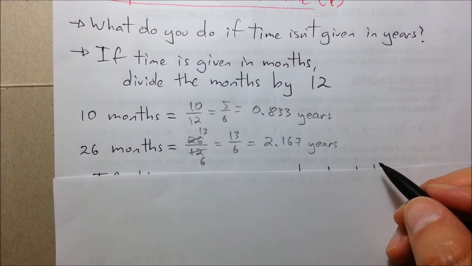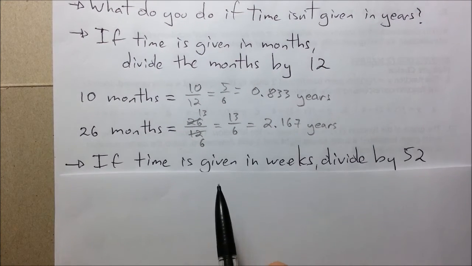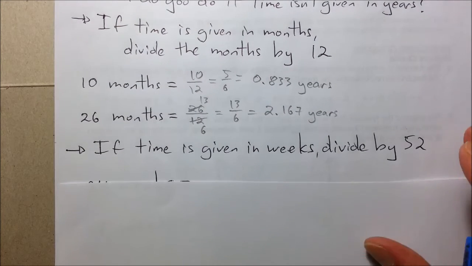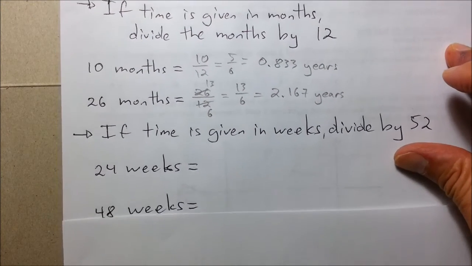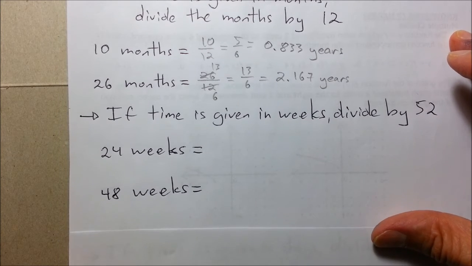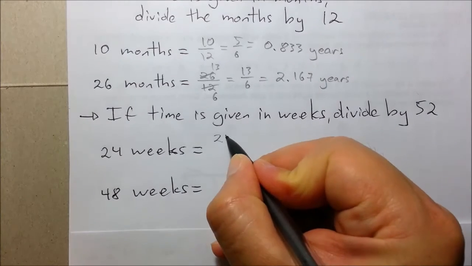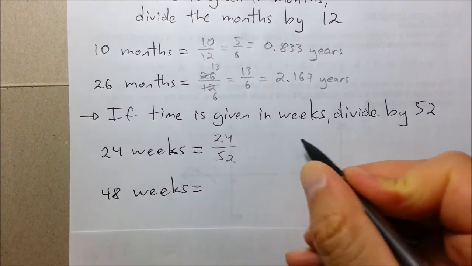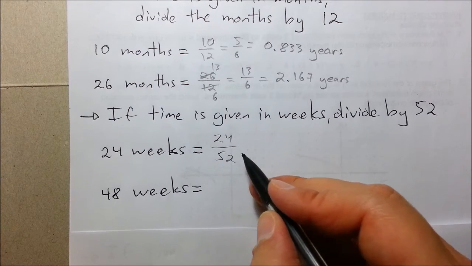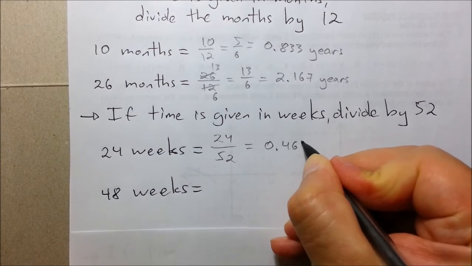So this is the same thing. If time is given in months, we divide by 12. If time is given in weeks, we divide by 52. So let's say they give us 24 weeks and 48 weeks. How much is that in years? Same thing, 24 divided by 52, because this is what we're going to use for the value of t. So we need to do this, 24 divided by 52. Put it in your calculator, and you should be getting this.